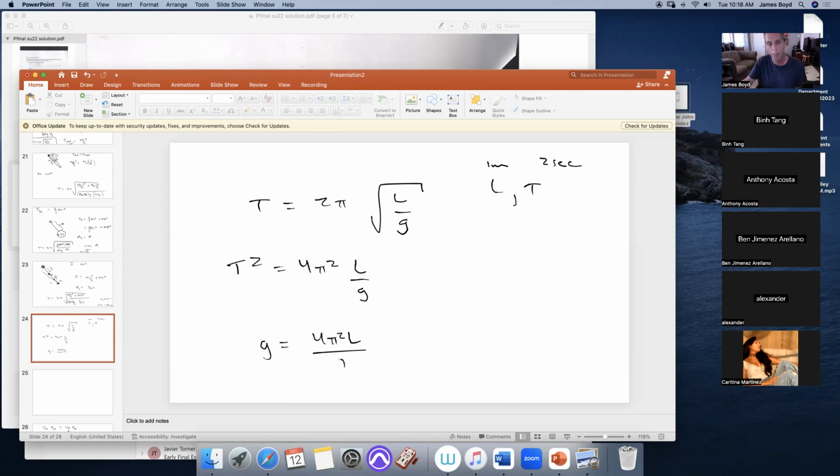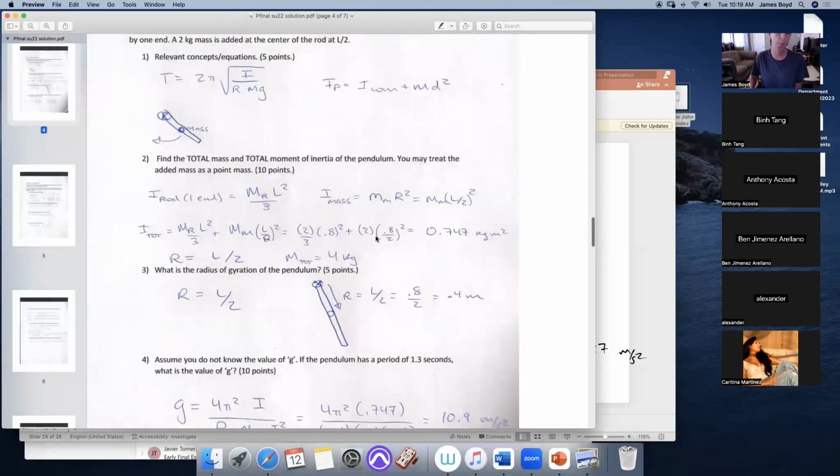So I would get 4 pi squared times 1 over 2 squared. This is 4. The 1's cancel, the 4's cancel, so I'll get pi squared. And those of you that don't know, what is pi squared? 9.87 meters per second squared. So if T is 2 seconds and L is 1 meter, you get around 9.87 for G.